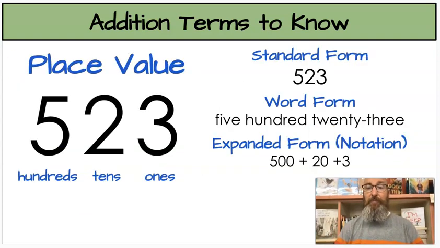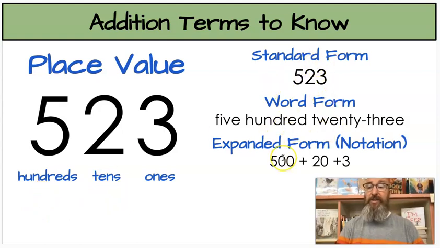Next, we have to deal with place value. We're just going to be dealing with 3-digit numbers. Here are 3 digits, and you need to understand the ones place, tens place, and hundreds place. The ones place tells you how many ones there are, the tens place tells you how many tens, and the hundreds place tells you how many hundreds.